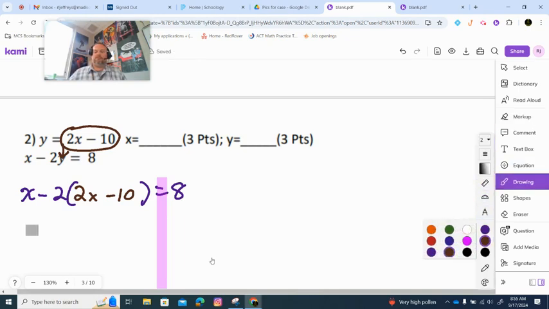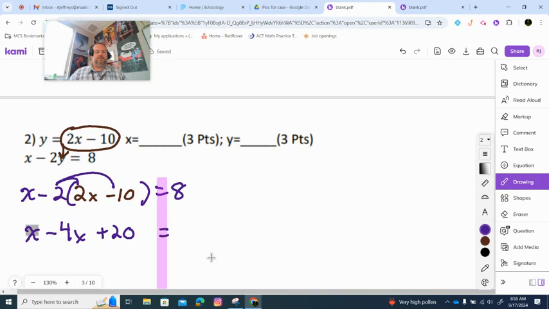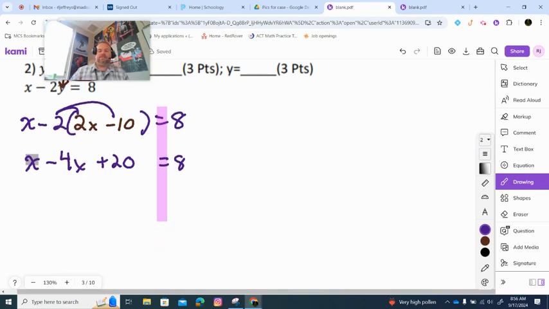Oh my gosh. So x, and then this is minus 4x plus 20 is 8. Okay, why is this not changing colors? I told it to. It's just not listening to me. It's almost like it's a student.